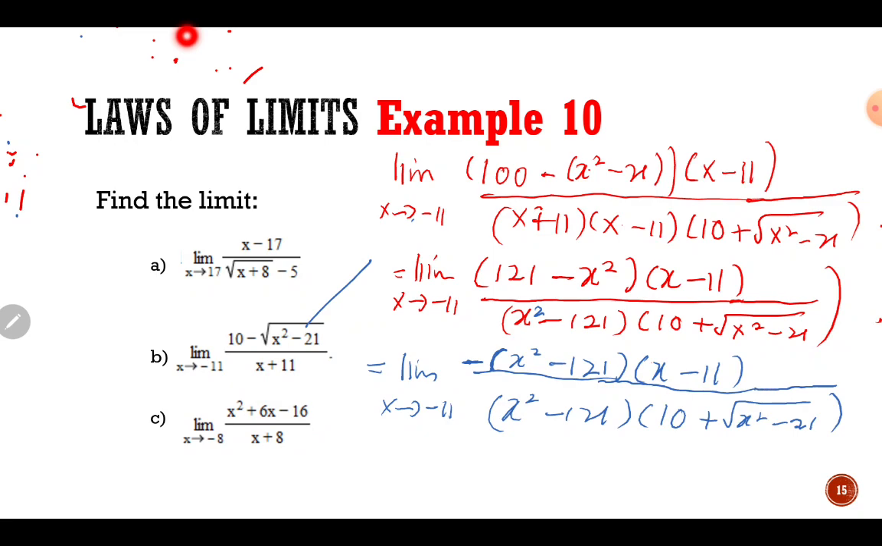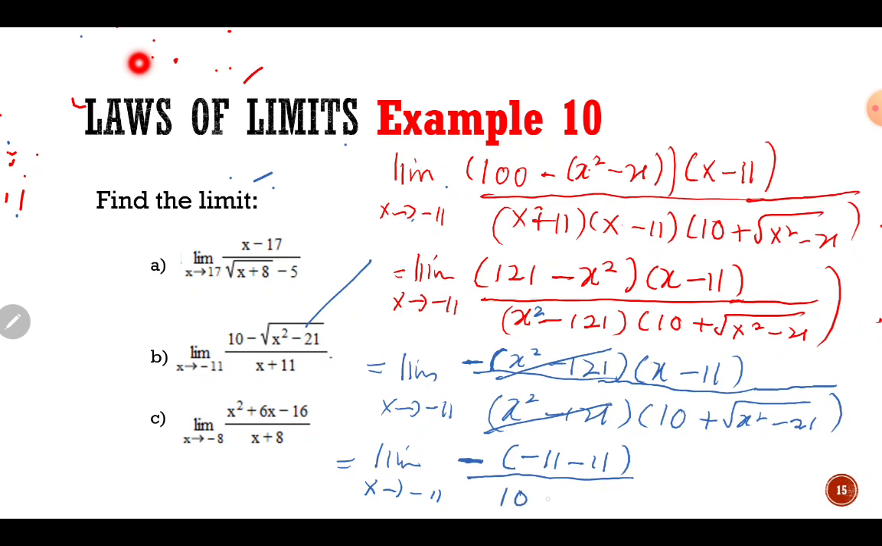Okay, so nampak yang ni kita boleh cancel. Okay, we may cancel that one. So kita akan dapat, boleh ganti teruslah. Limit x approaching negative 11 ni, gantikan negatif. Nah ni negatif, jangan lupa. So negatif 11 tolak 11 over 10 tambah square root 11 square. Negatif 11 square is positif 121 tolak 21.